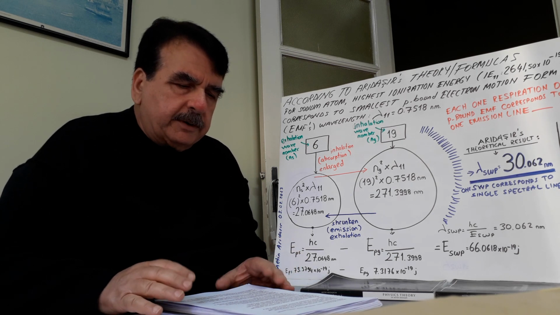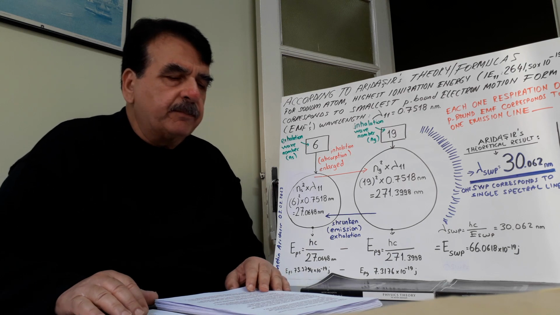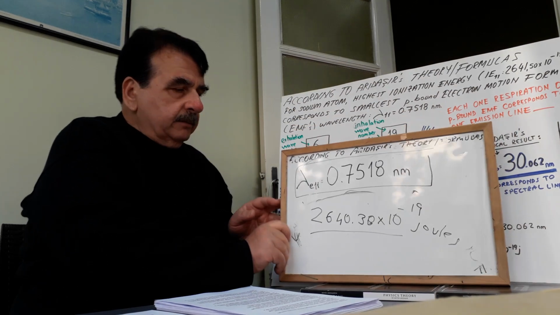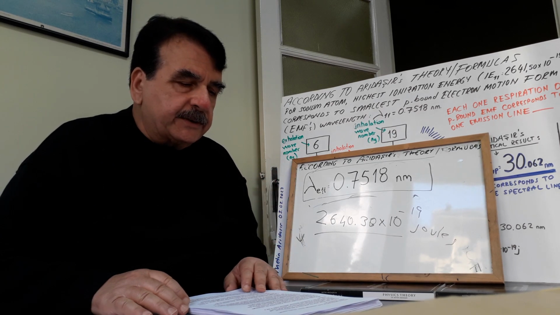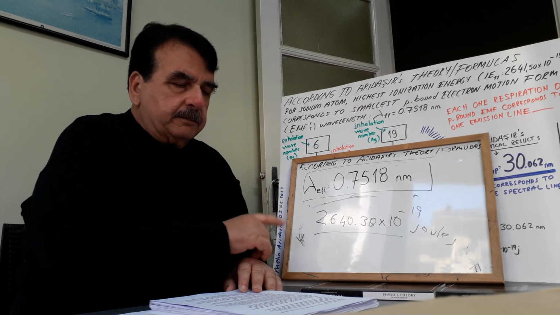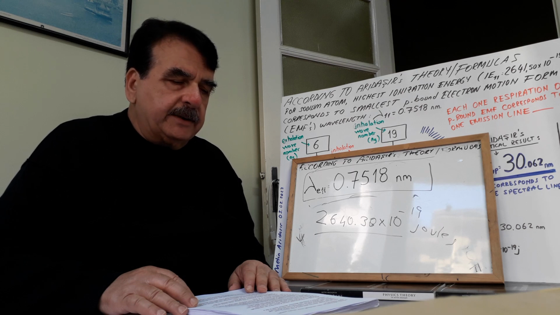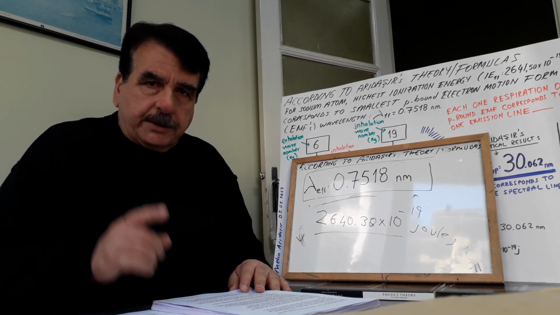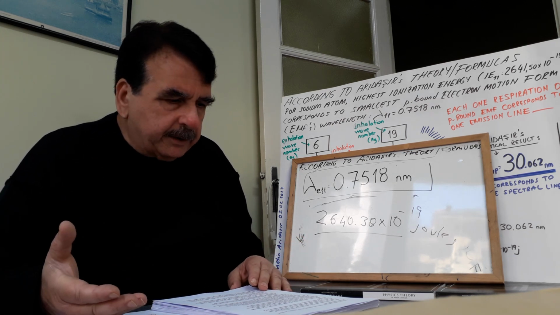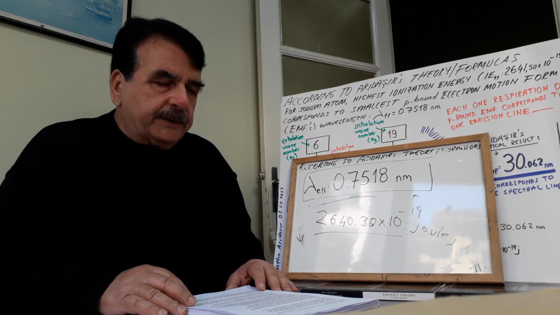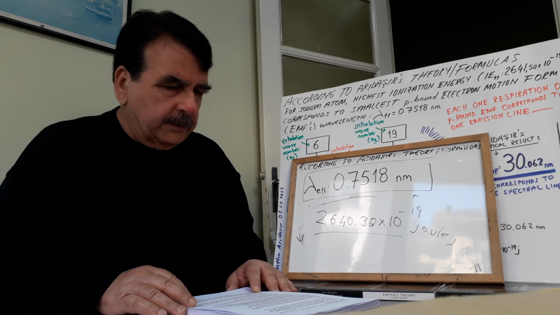What is the corresponding point energy of the 0.7518 nanometer wavelength size electron motion form? It is 2640.38 × 10⁻¹⁹ joules. Where can you find this energy value? For instance, you can find this energy value in the ionization energies of elements table, for instance from Wikipedia. This value is the value of the 11th, last and highest ionization energy of a sodium atom.